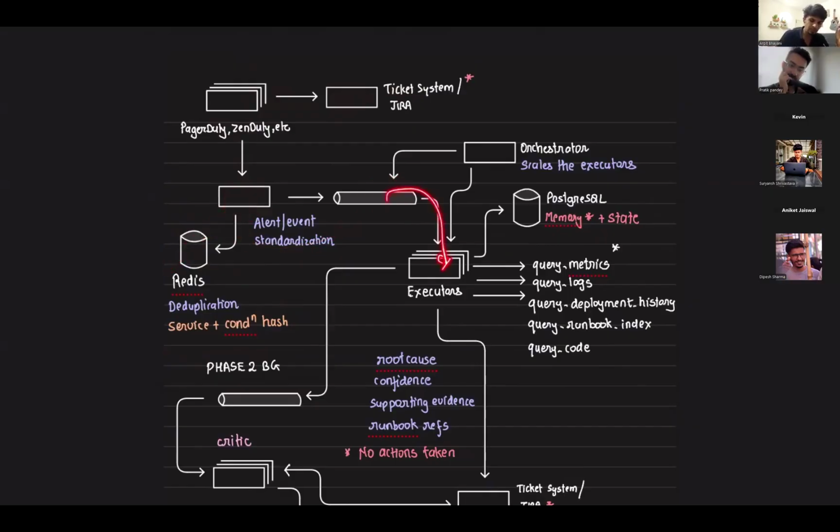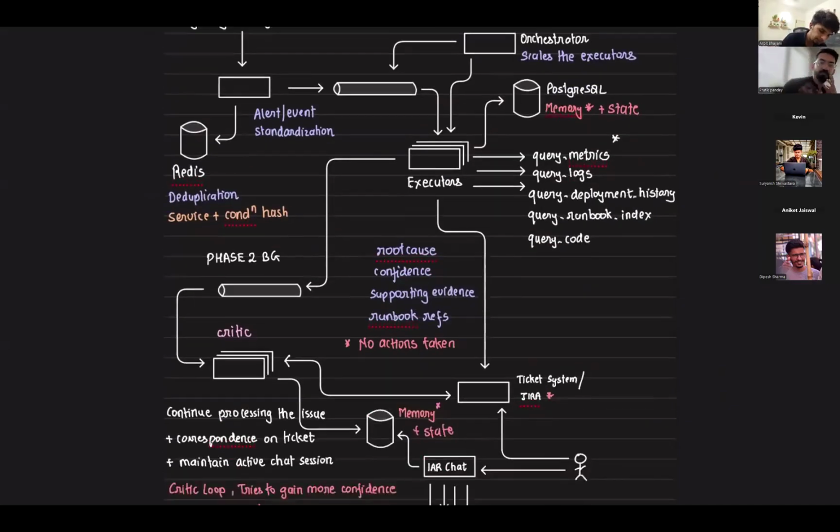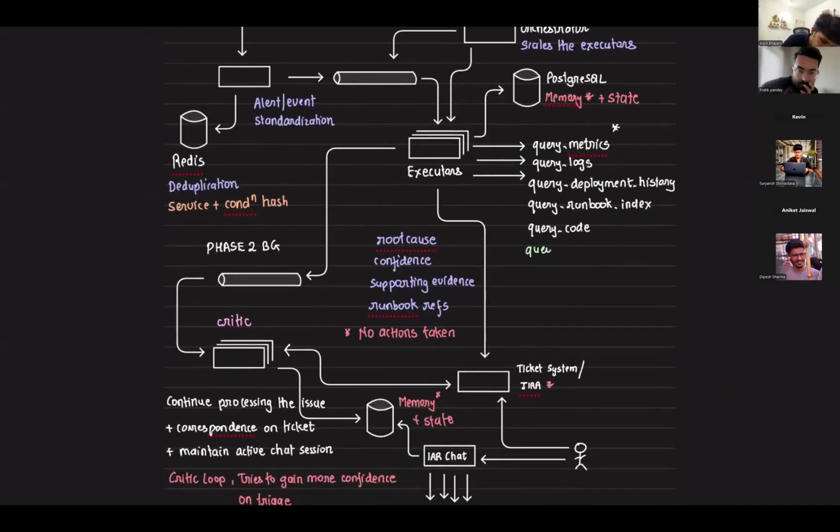From this Kafka, the executor picks up. Then from here, you have your Postgres, where your memories and your incident state management are taken care of. This incident is triage done, this done, that done, et cetera. Then you have your orchestrator, which is essentially scaling your queue, scaling your consumers and executors depending on the queue length. That's what it does. These executors have access to metrics, logs, deployment history, runbook index, code. And another thing that we discussed was feature flags and similar incidents.